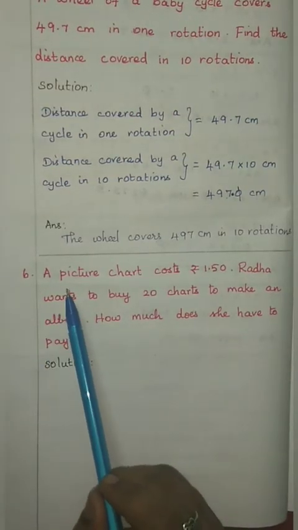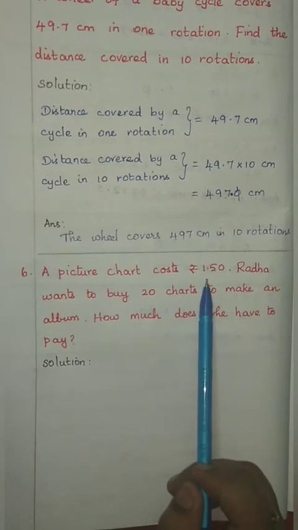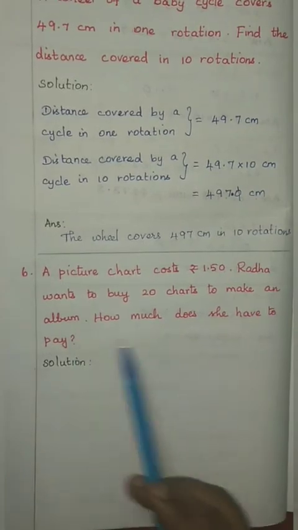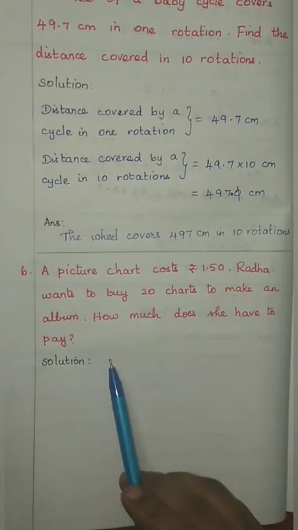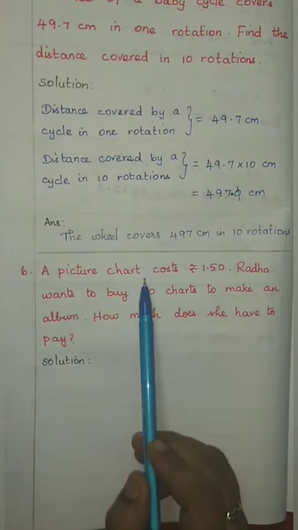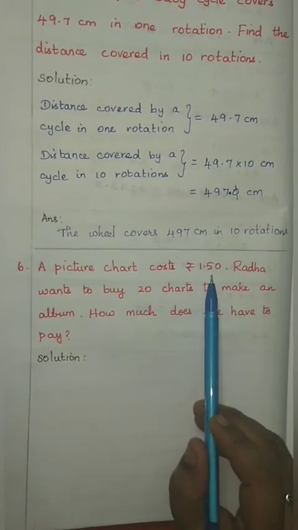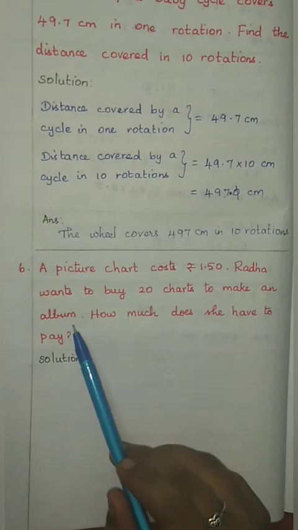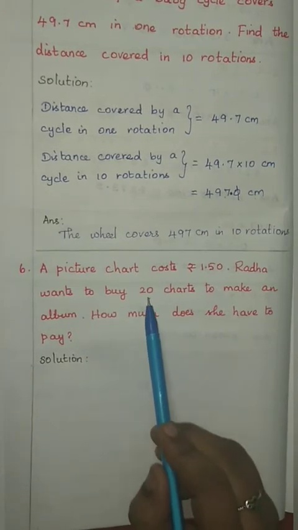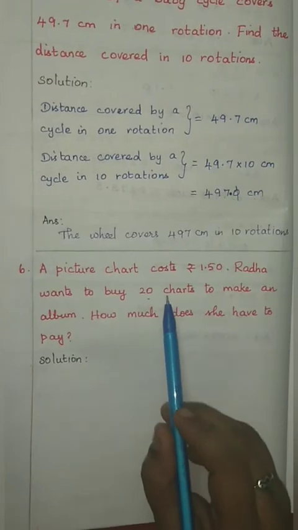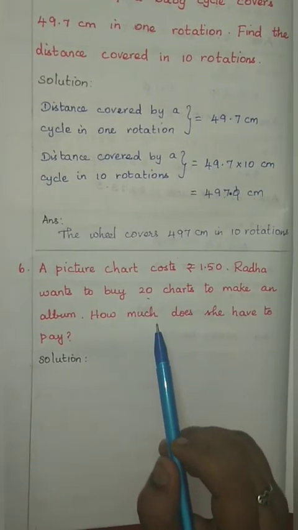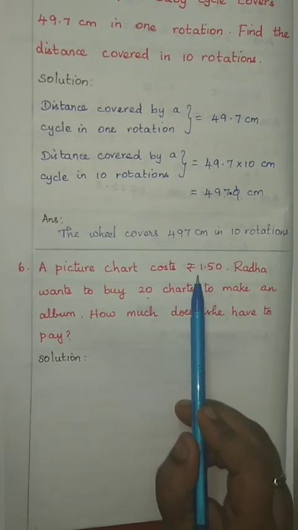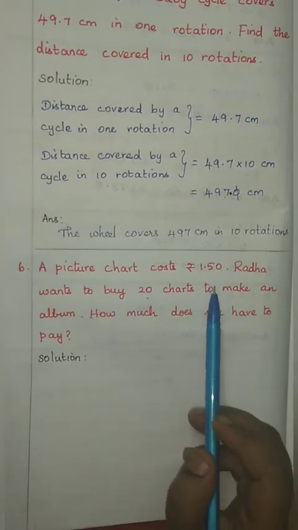Sixth problem. A picture chart costs rupees 1.50. Radha wants to buy 20 charts to make an album. How much does she have to pay? So what is the cost of a picture chart? That is rupees 1.50. So Radha plans to make an album. So she needs 20 charts. So to buy 20 charts, how much amount does she need? How to find it? Multiply 20 by rupees 1.50.